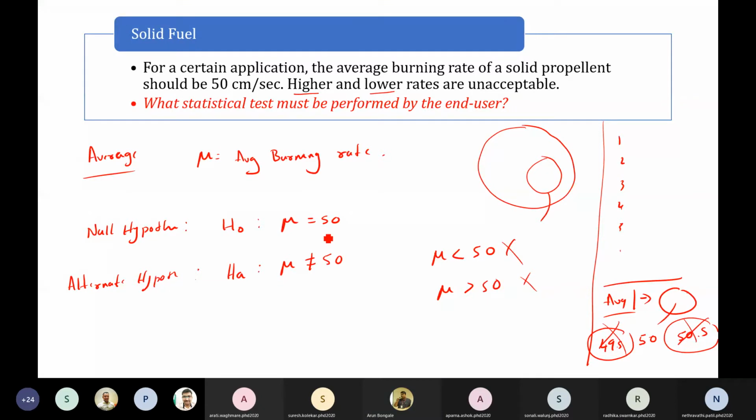That's why, although I say mu is equal to 50, there will be some acceptable limit, right? The acceptable limit may be, instead of 50, I may put it as a range, 49.5 to 50.1, 50.5, right? In this range, if I get the average, then I may say that the null hypothesis is acceptable, right? So how to set this? Again, we will be discussing it in the coming slides, okay? So let us not worry about that now.